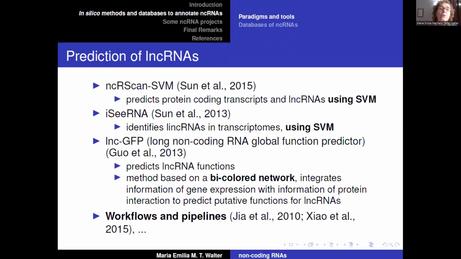Prediction of long non-coding RNAs is performed in completely different ways. We have methods based on support vector machines, like ncRNA scan, SVM, and lncRNA. We have methods based on bicolored networks, for example LNC-GFP, but we have many workflows and pipelines that try to annotate or find these long non-coding RNAs. Next, please.